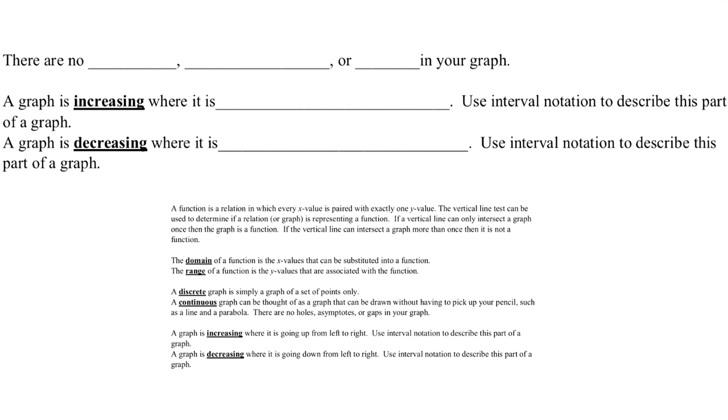And there are no holes, asymptotes, or gaps in your graph when you're going to have a continuous graph. And a graph is increasing where it's going up from left to right, and decreasing where it's going down from left to right. And I'm going to have you use interval notation for those things.